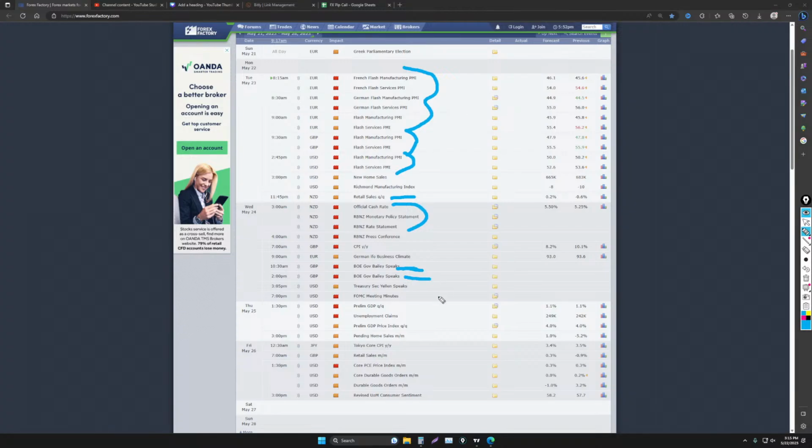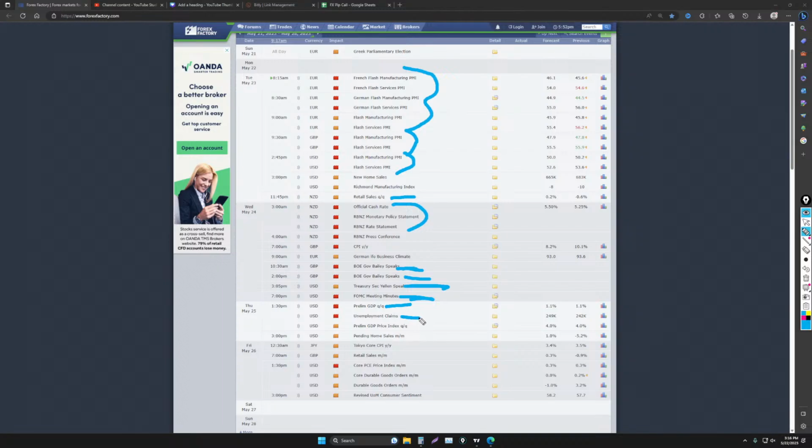I'm sure they'll probably figure it out right at the last minute. So that's probably what this is about right here, the Treasury yelling. So that's definitely important news for sure. And then meeting minutes for the FOMC is always important because that tells what they've been talking about. Maybe it can give us some clues about what the FOMC is thinking about interest rates.